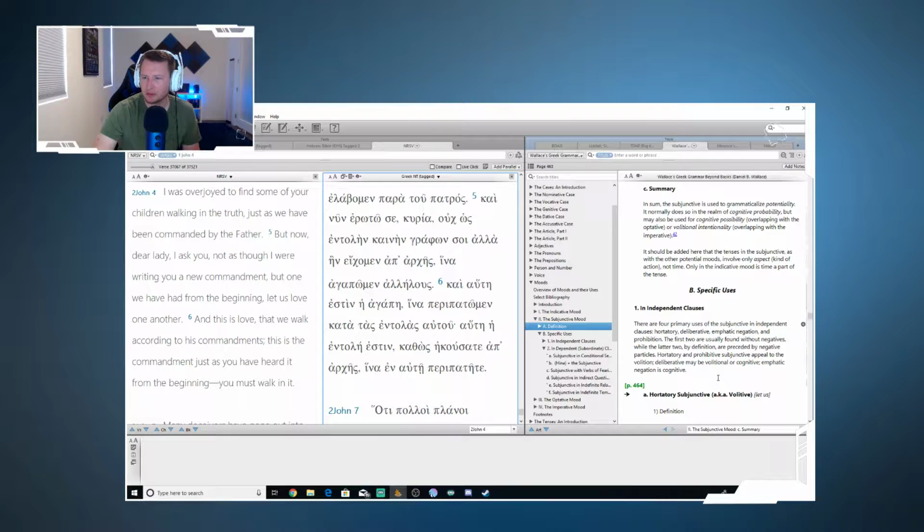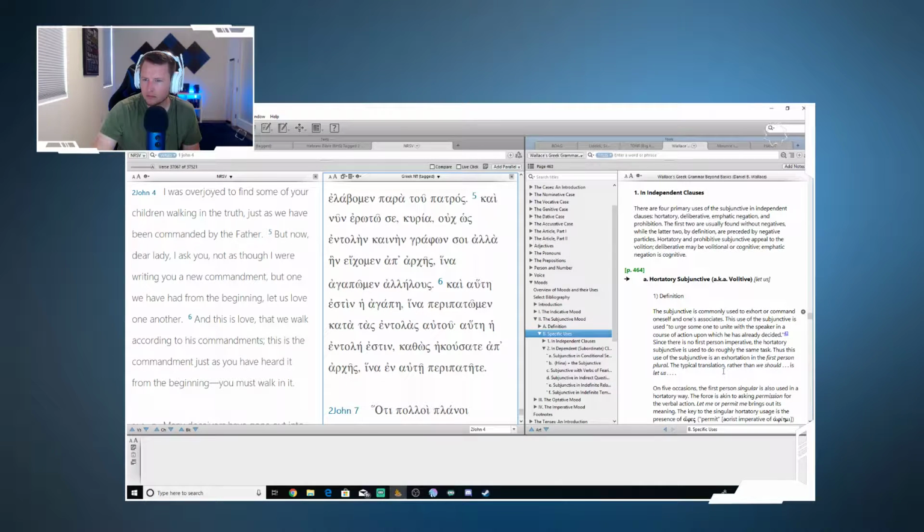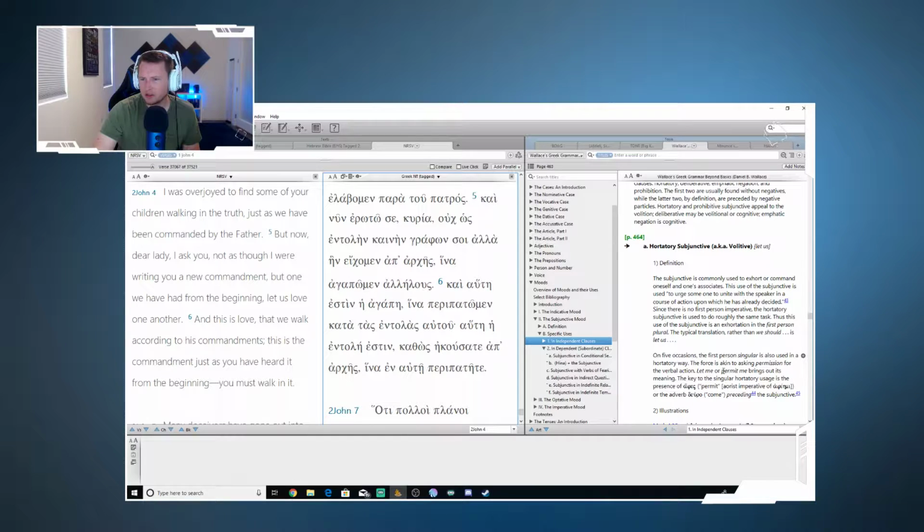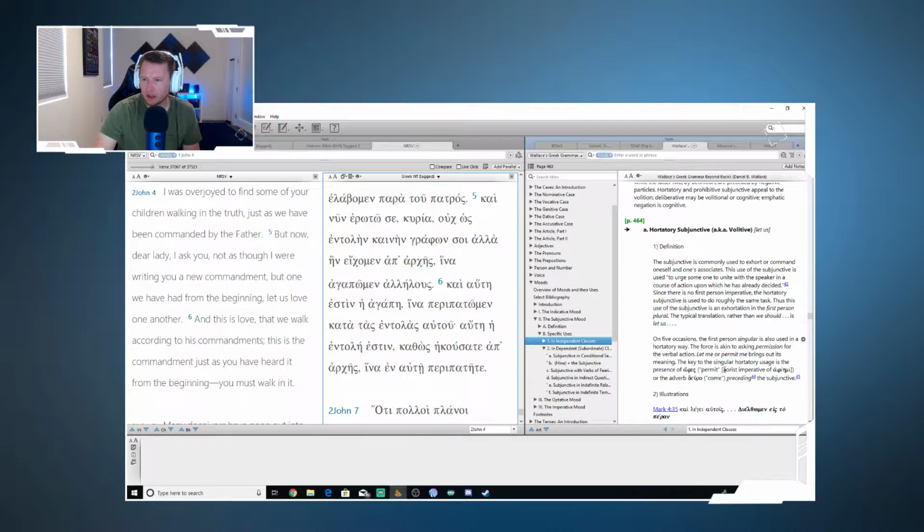Hortatory, deliberative, emphatic negation, and prohibition. Subjunctive is commonly used to exhort or command oneself and one's associates. This use urges someone to unite with the speaker. Yeah. First person plural.